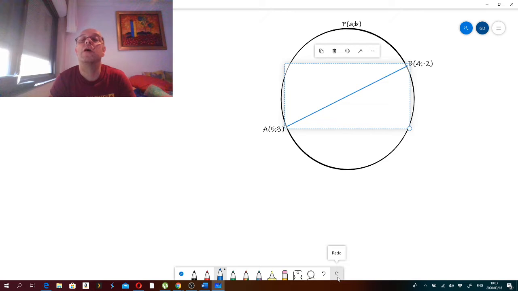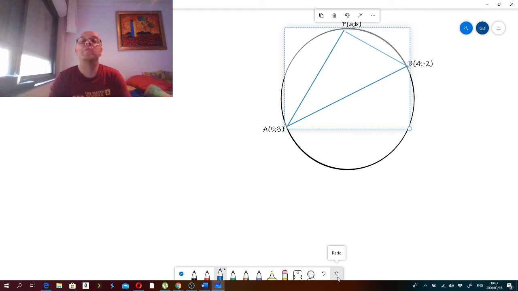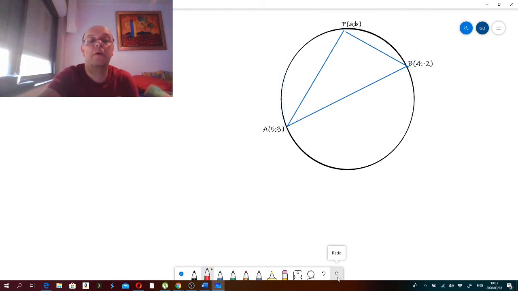What we're going to do now is join P to A, and we'll also join P to B. Now you should know from this that this would make the angle over here a 90-degree angle, and the reason for that is that we have an angle in a semicircle. They ask us for the relationship between a and b, so we need to set up some kind of formula that involves both a and b.